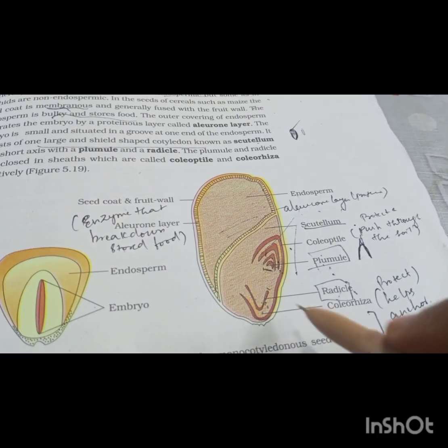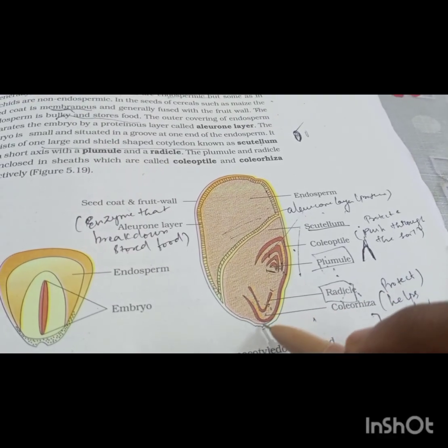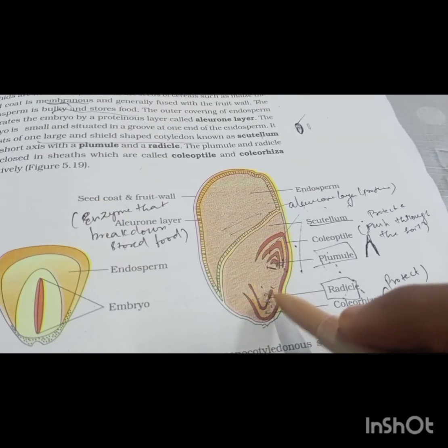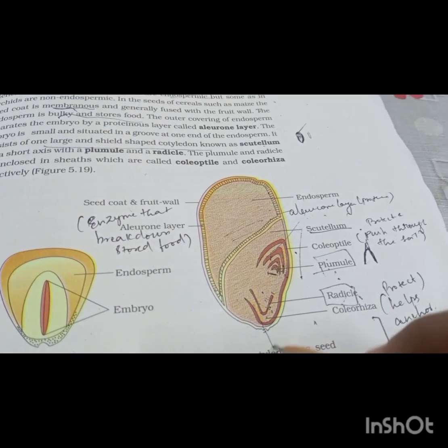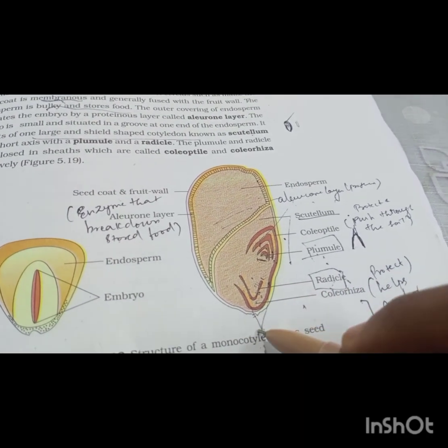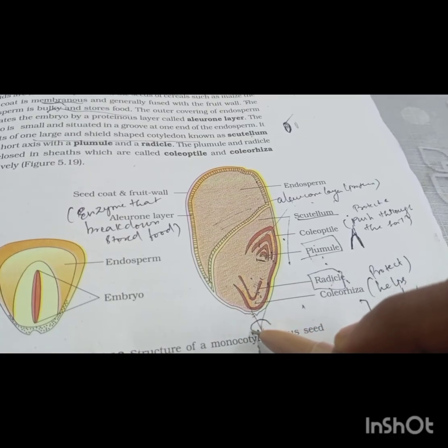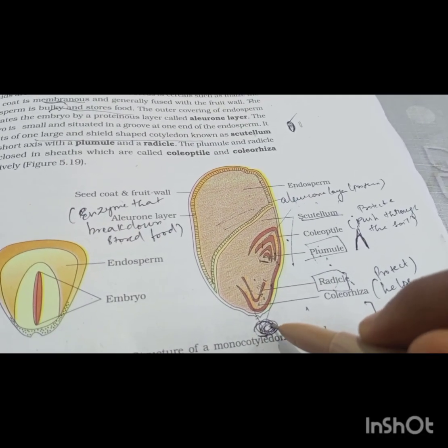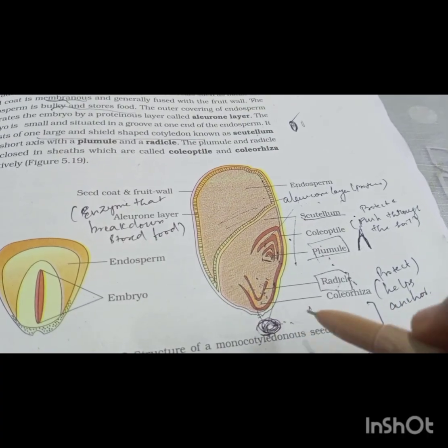Same way, the radicle has coleorhiza. First, it protects the radicle and its delicate tissue, and second, it will penetrate the soil, and the main important function of this is that it will fix the seed to the soil. So it will help in anchorage.